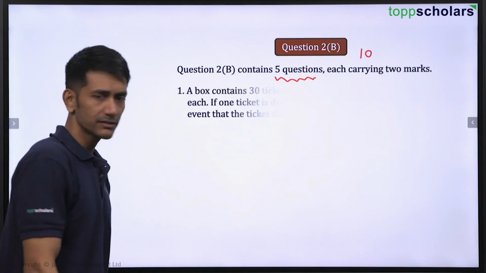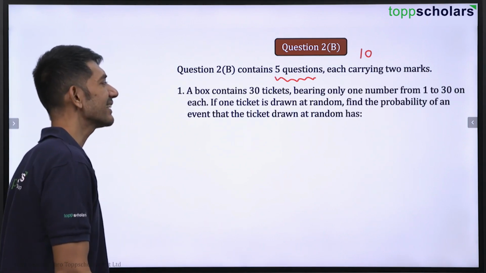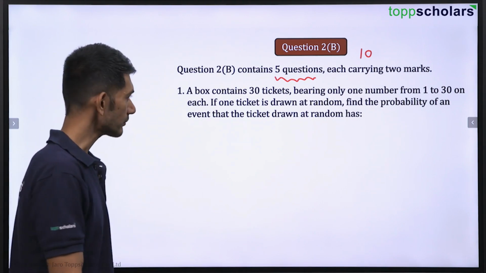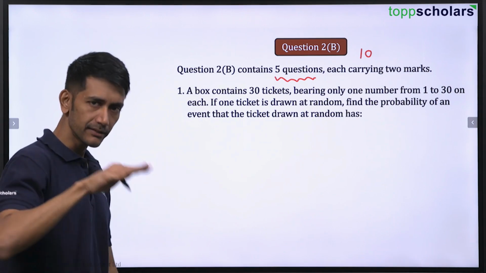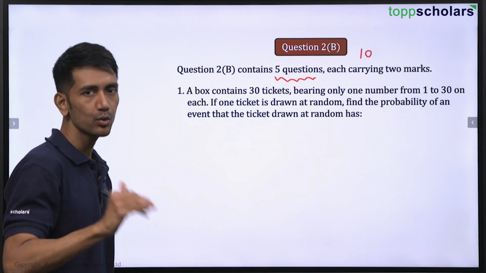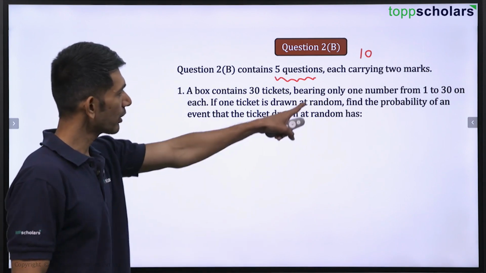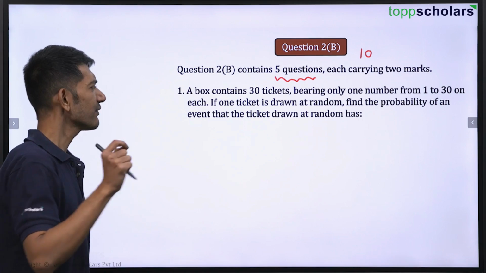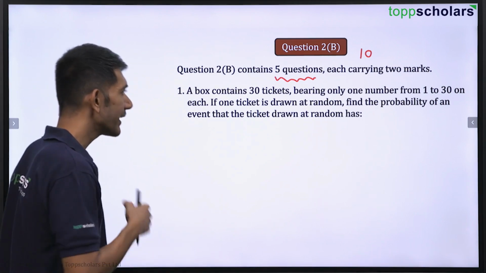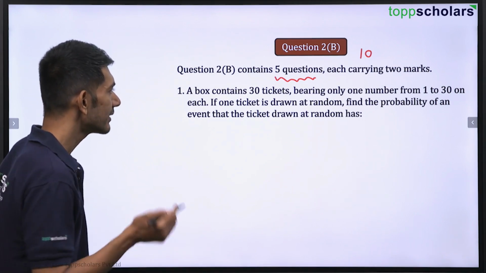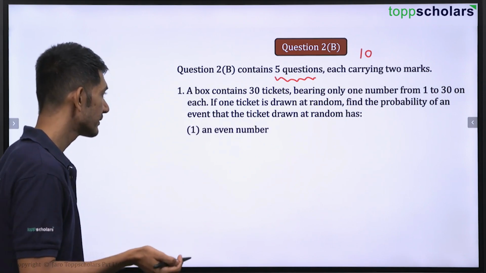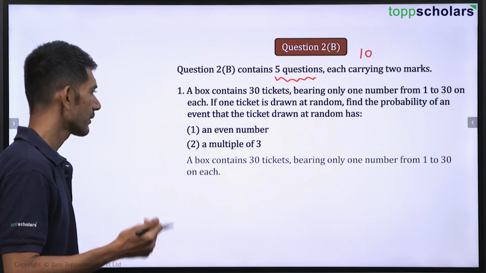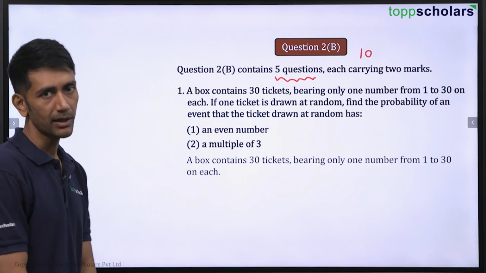The first question says, a box contains 30 tickets bearing only one number from 1 to 30. There are 30 tickets and unique tickets 1, 2, 3, 4, like that 30. Because they are saying bearing only one number, so the numbers are not repeating. If one ticket is drawn at random, find the probability of an event that the ticket drawn at random has an even number, a multiple of 3. So 2 questions are asked, 1 mark each.